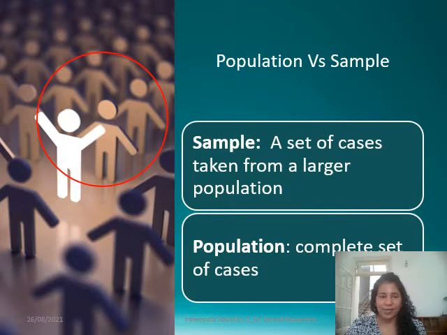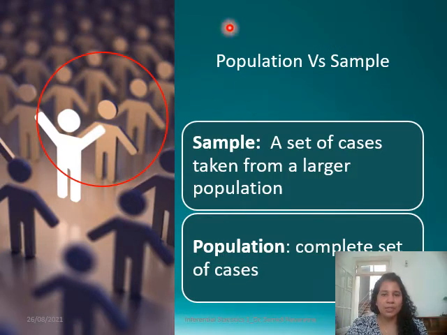Let's try to understand the difference between the sample and a population. So what is a sample? The sample is a set of cases taken from a larger population. Now consider this as a population. Then sample is a group of people or a set of cases or a number of sampling units that you have chosen out of the entire population. Now, in that case, the population is the complete set of cases, the entire number of sampling units.